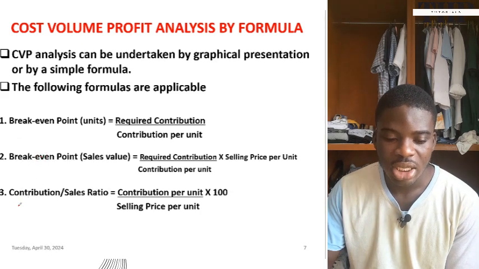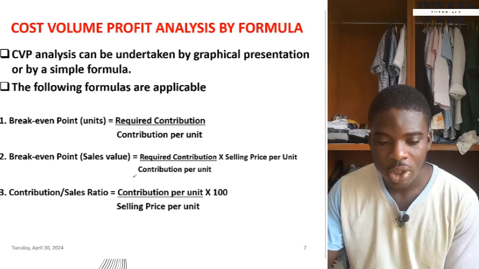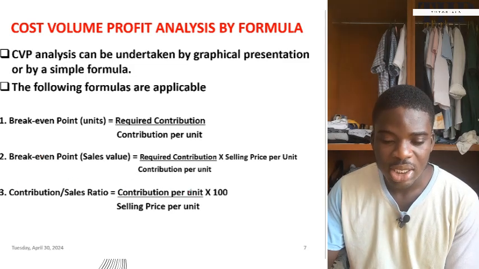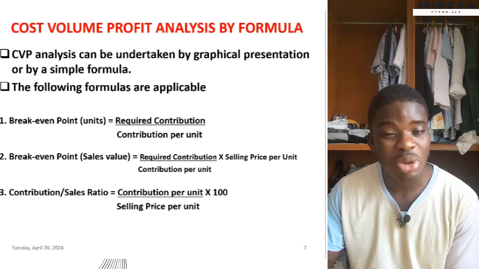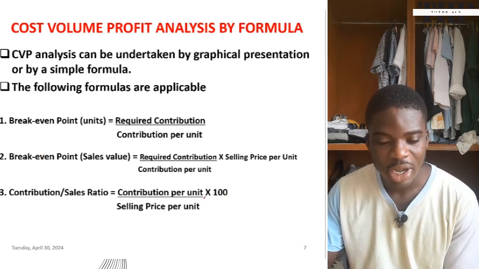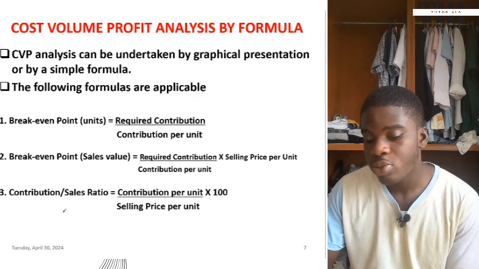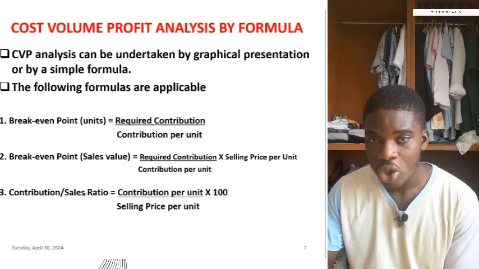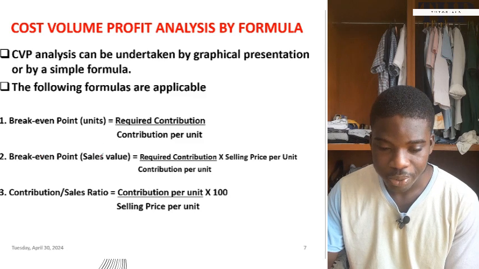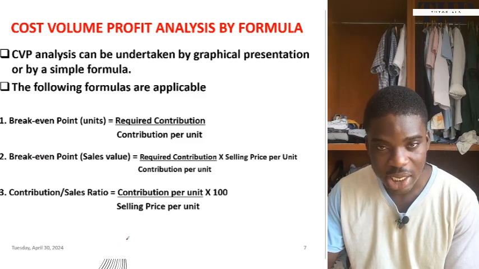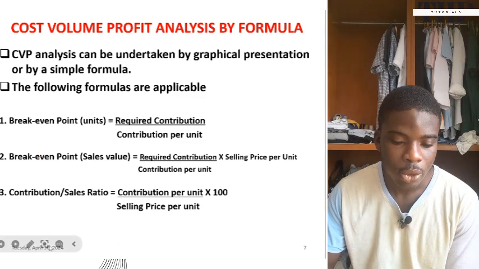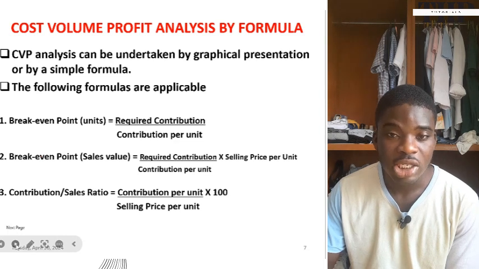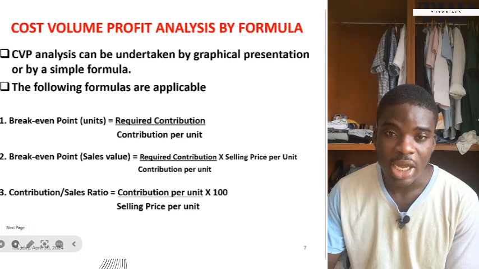Moving on, the third formula is the contribution to sales ratio, and that's equal to contribution per unit over selling price per unit, times 100. That's why it's called contribution to sales ratio. Contribution is always at the top, the selling price is at the bottom. You need to have these formulas in your head because it's a likely question.